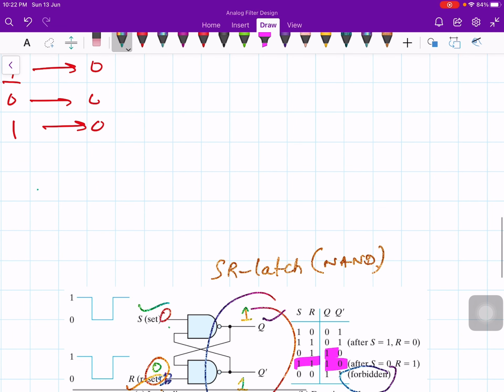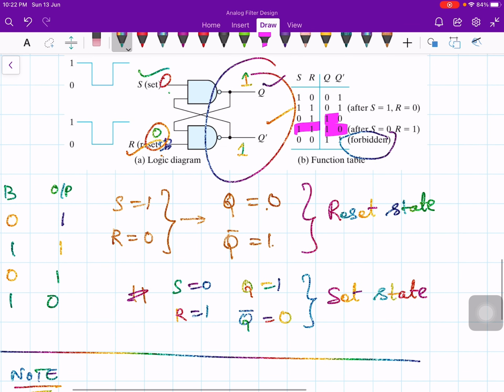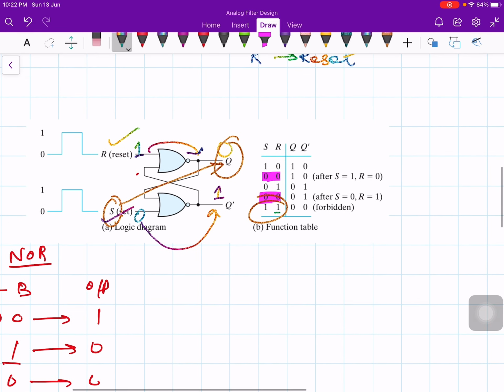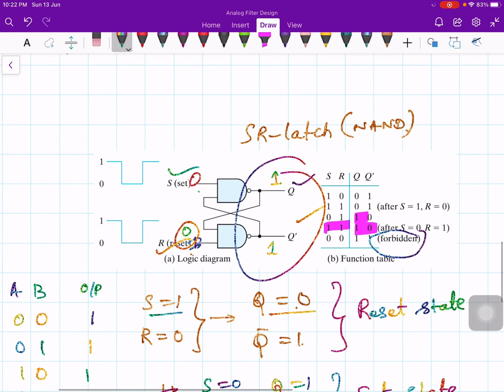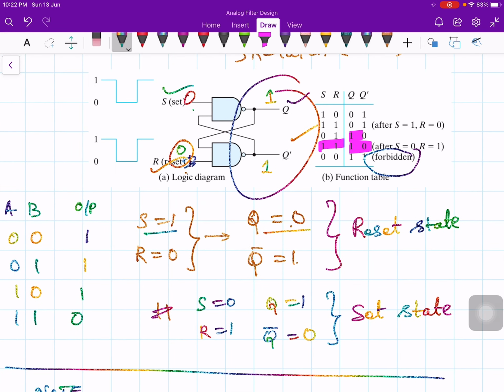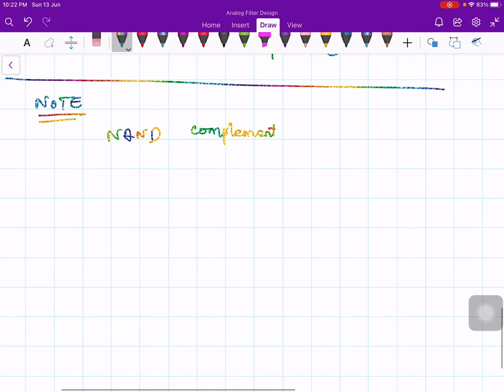Okay, here also Q and here also Q bar. Now the beauty is, when S equal to 1, Q is 0, isn't it? But if you look at here, when S equal to 1, Q is 1, right? When S equal to 0, Q is 0. But here when S equal to 0, Q is 1. That means what? The NAND and NOR, there is a fundamental difference.